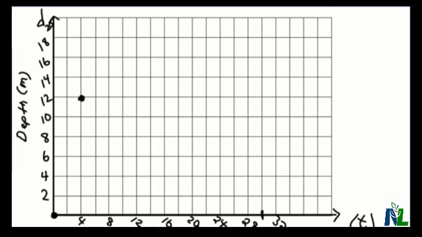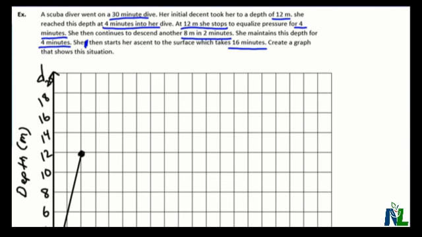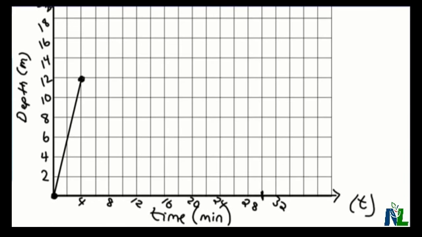Okay. So at 4 minutes, we have a depth of 12 meters. And I'm going to assume a constant rate of descent here. So I'm going to use a straight line, and there it is. Once she hits 12 meters, it says here that she then maintains that depth for 4 minutes. So 4 minutes later, she's still at that depth.